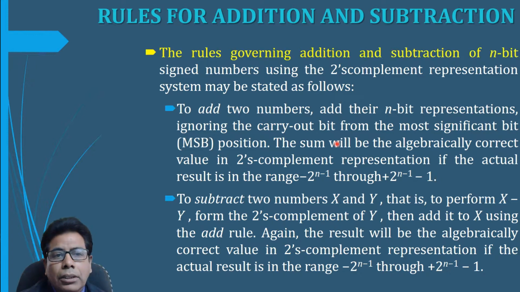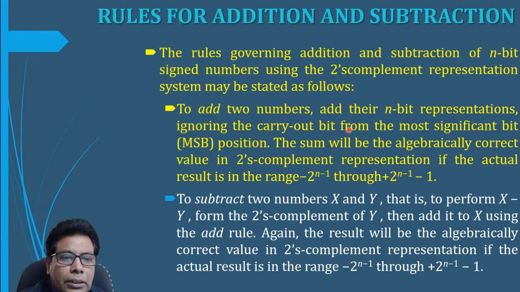So the rules governing addition and subtraction of n bit signed numbers using 2's complement representation. So we can state here, if we add two numbers, add n bit representation ignoring the carry out bit from the most significant bit, that is the MSB position. The sum will be algebraically correct value in 2's complement representation if the actual result is in the range minus 2 raised to n minus 1 to 2 raised to n minus 1 minus 1. So this is the range.